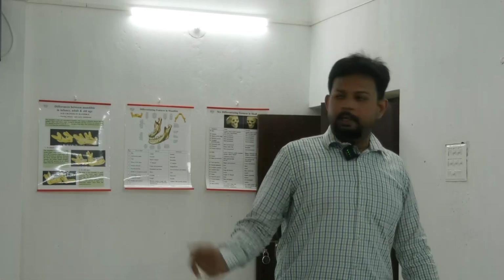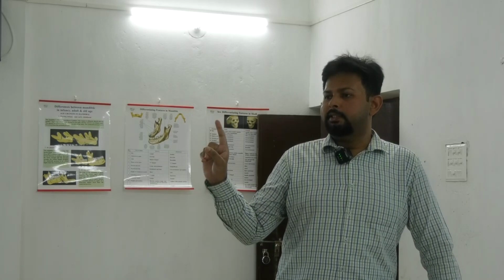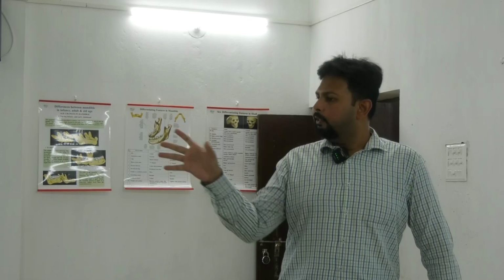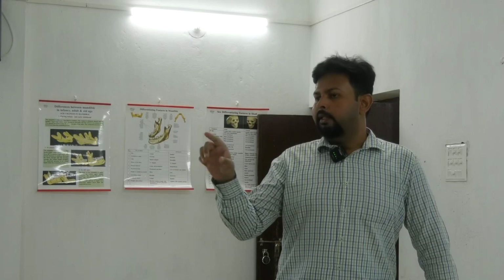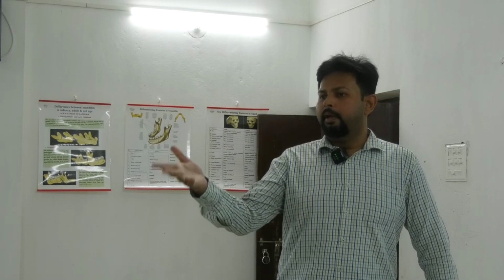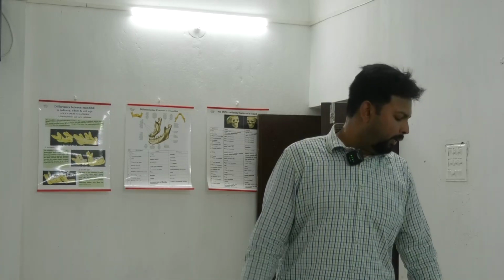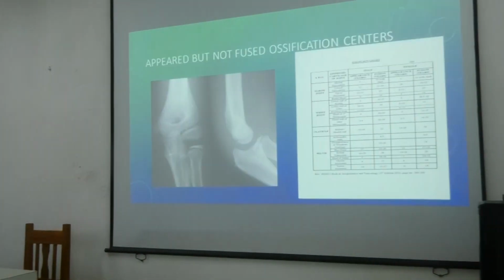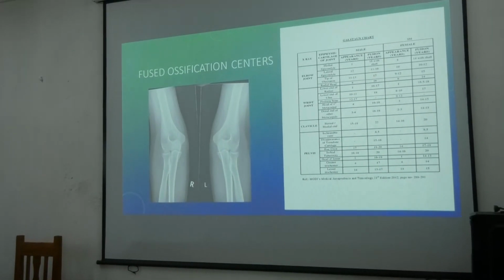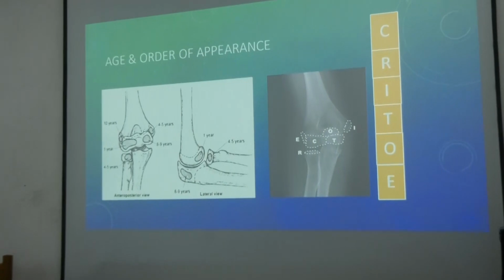So, three parts. First is, what is this? The heading, which you will write. Then the body part: what appeared, what did not appear, what fused, what did not fuse. And the third is the opinion part. Okay, fine. Let's start with a little bit of anatomy of the wrist joint.